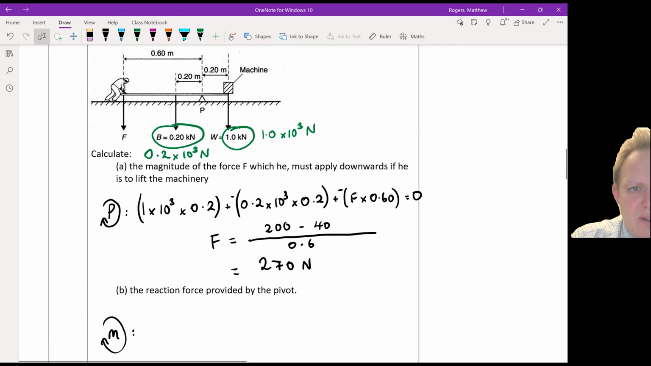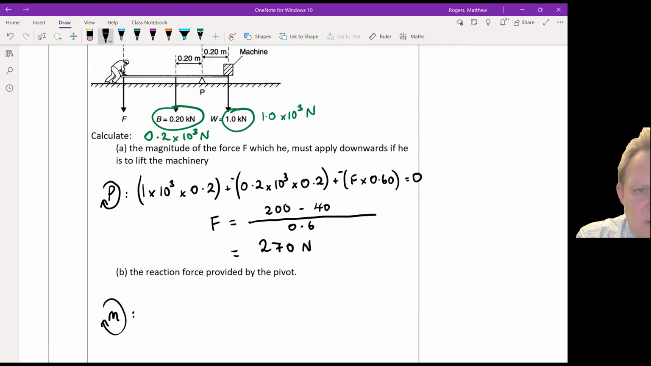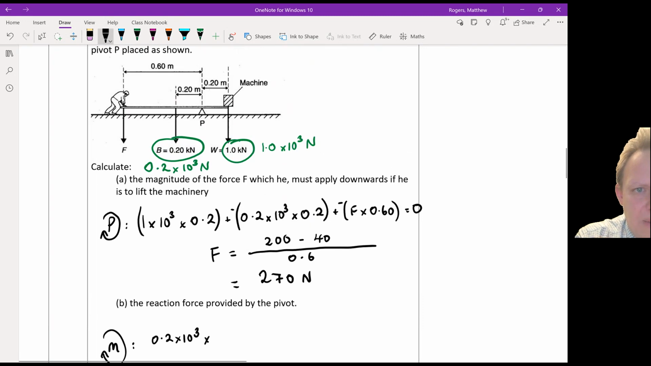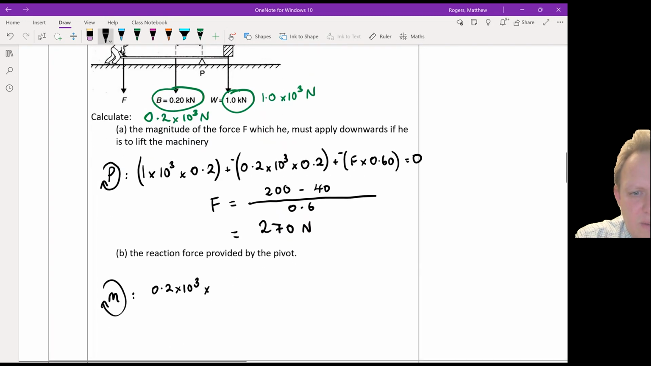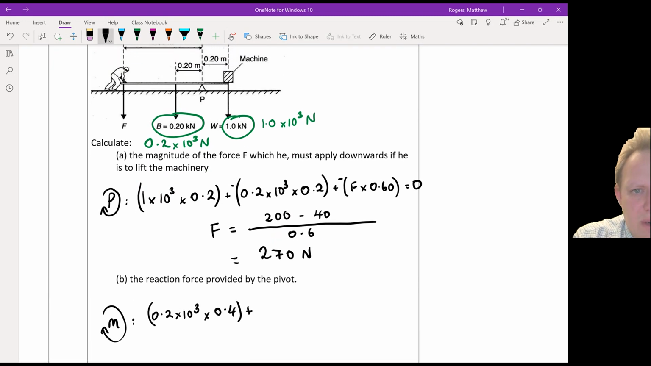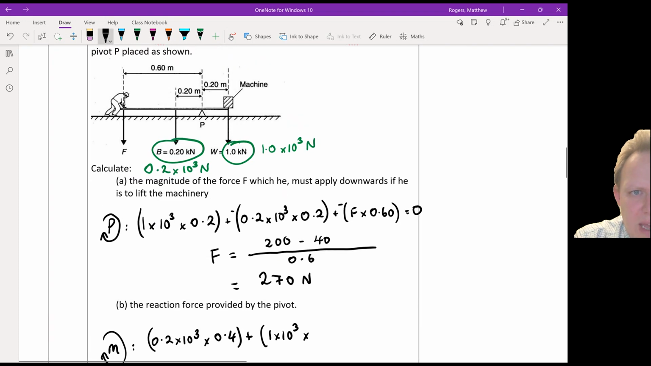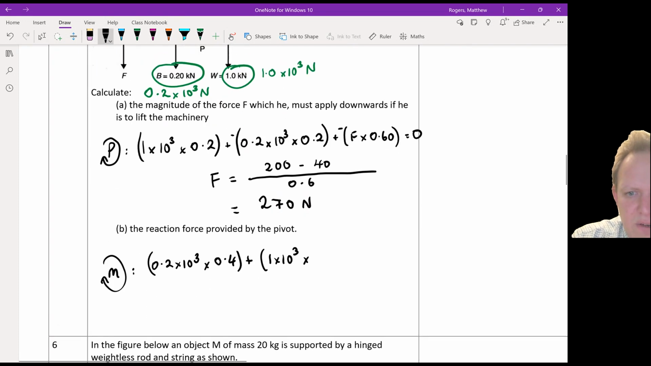So taking moments around the man, we've got 1 clockwise force here. This has a size of 2 times 10 to the 3 newtons and is acting, have to be a bit careful here with distances, a distance of 0.4 meters. We've got another clockwise moment over here. This is the weight of the machine, which is 1 times 10 to the 3 newtons, acting from the man a distance of 0.8 meters. That's the unit of distance.